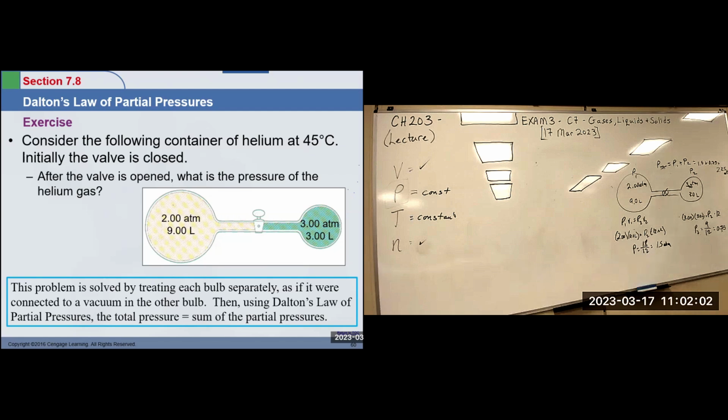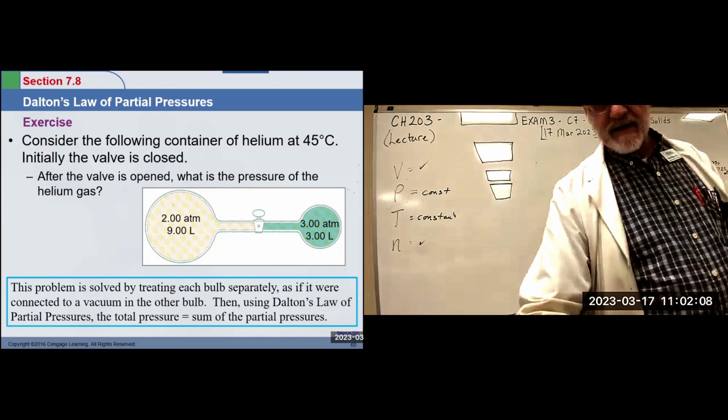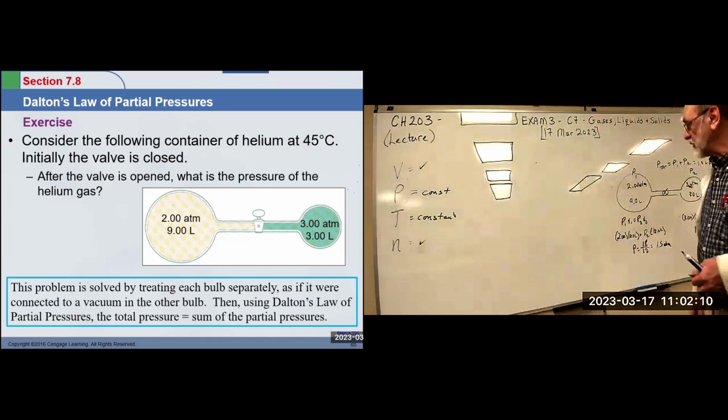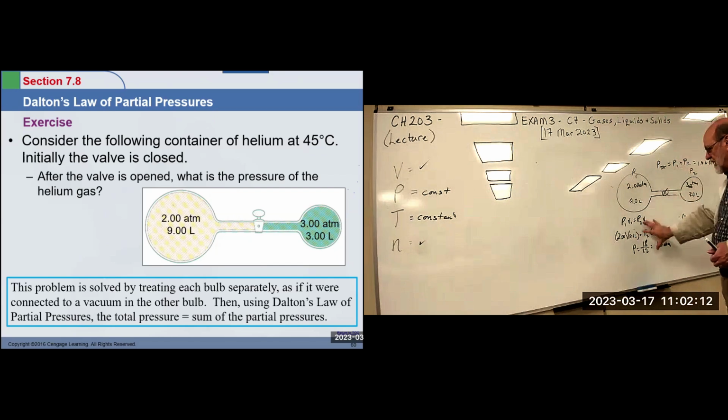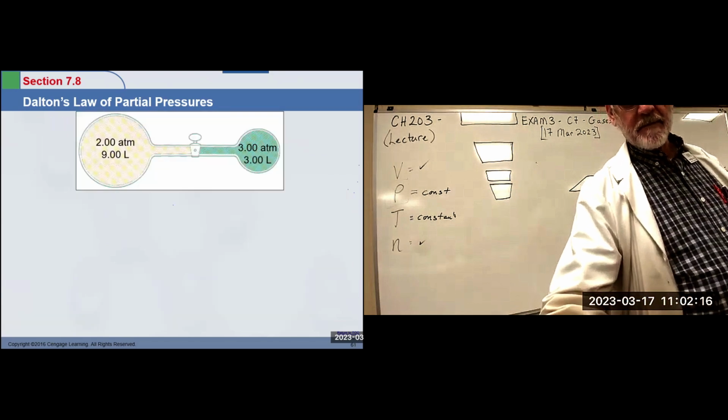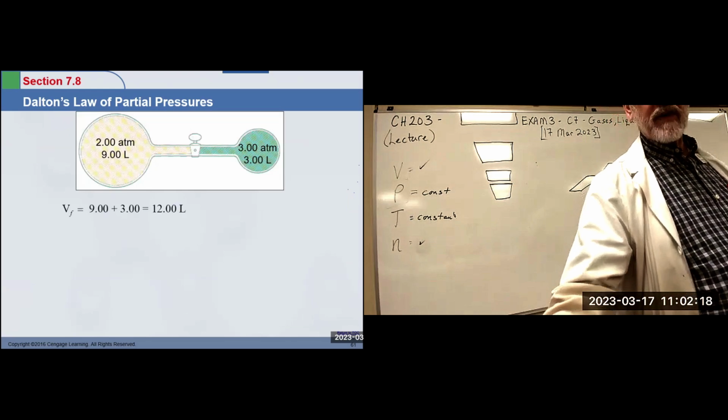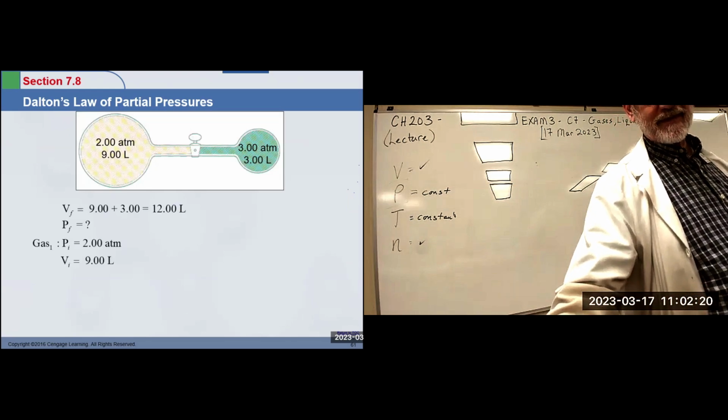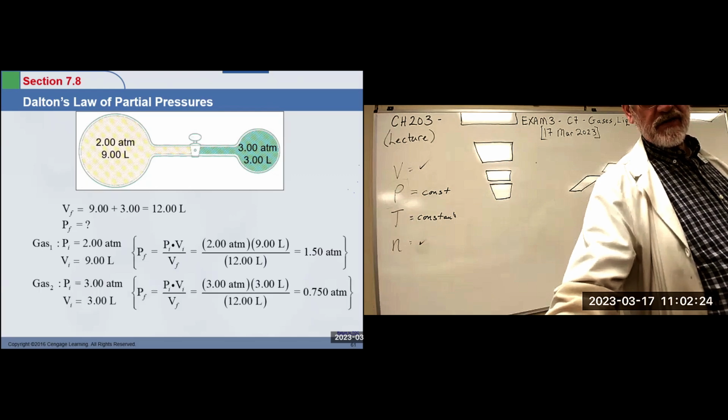And we estimated it would be between 2 and 3, and it is. So we actually used two laws. We used Dalton's law of partial pressures and Boyle's law to solve this problem. We've got slides doing it too. So there's one side, and there's the other side, and there's the total.